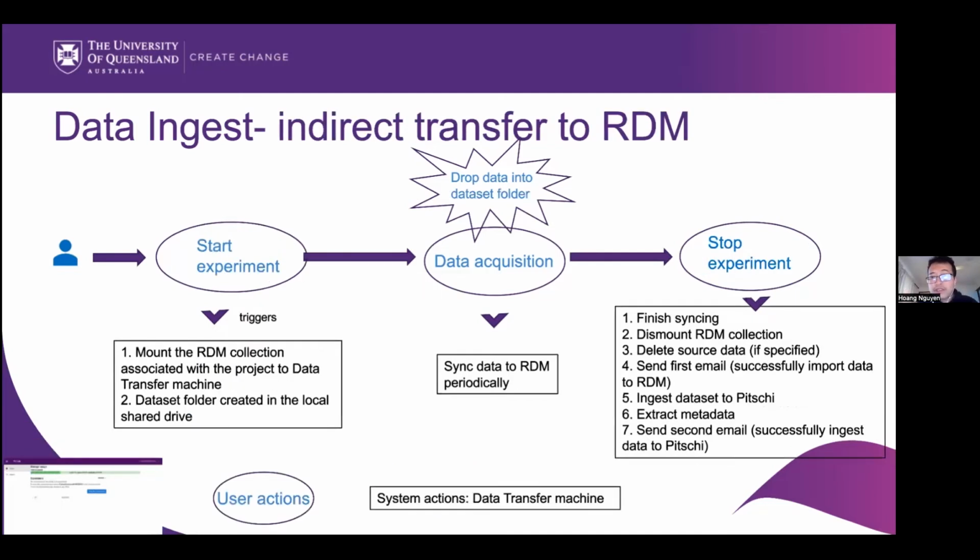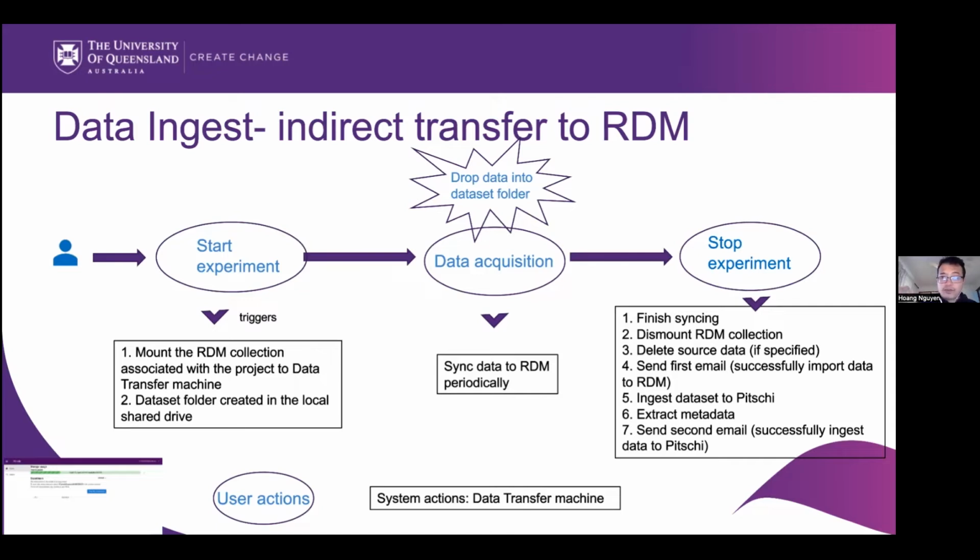Now with the indirect transfer to RDM, the process is quite similar, but instead of logging in using Tracker, which is a local program, they go into a website which is hosted in the data transfer node. So basically, they log in using AAF, and they need to start the experiment. As soon as the experiment is started, the RDM collection is mounted into the data transfer machine, and the dataset folder is created in the local shared drive.